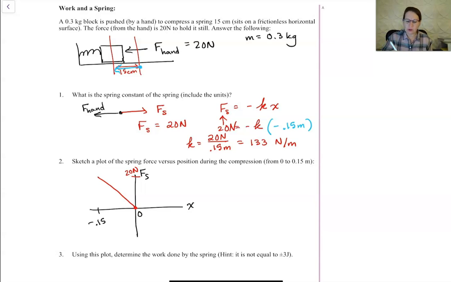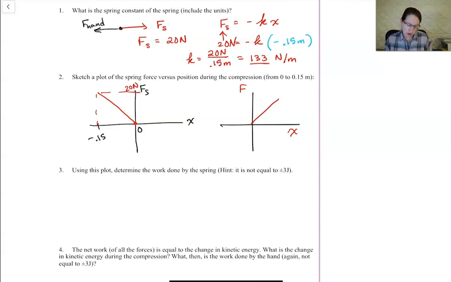Okay, you could have also drawn it like this. It's perfectly fine to draw it like that, force and x also. If you're just doing the absolute value, that's perfectly fine as well. But this is a force that's changing with position, the slope of this, the magnitude of the slope. If you take the absolute value of the slope, that still gives you this 133. So that's a way to find your spring constant, by looking at the slope of this force versus position.